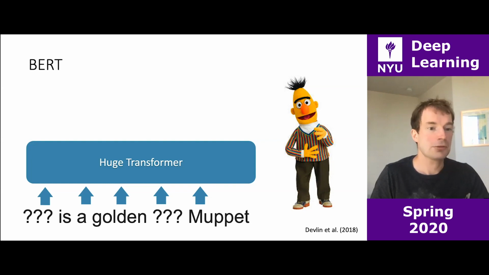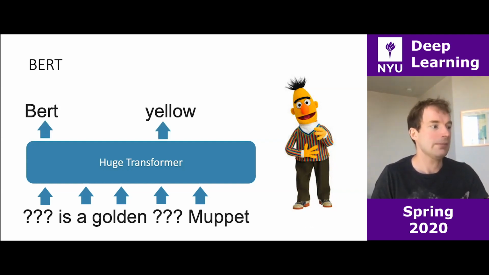BERT actually looks quite a lot like Word2Vec. It's basically a fill in the blanks task. So you take some text, you hide some tokens by masking them out, and then you just try and fill in the mask. So you get this text like "something is a golden something Muppet," and you fill in BERT in yellow.